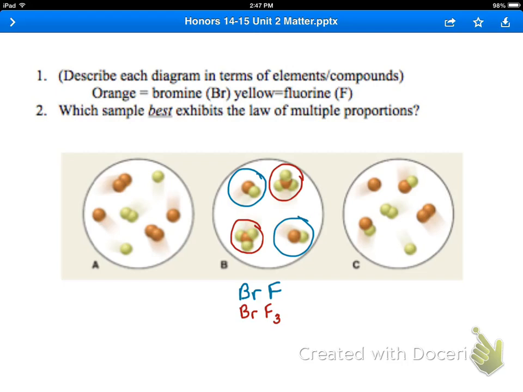Okay, so in terms of elements and compounds, this one has 2 elements, C also has 2 elements, and B is the one that best exhibits the law of multiple proportions because the yellow and the orange are combining in 2 different ways. 1 orange to 3 yellows, and that would be BrF3. And it's also combined in a ratio of 1 to 1, 1 orange and 1 yellow, and that would be BrF.